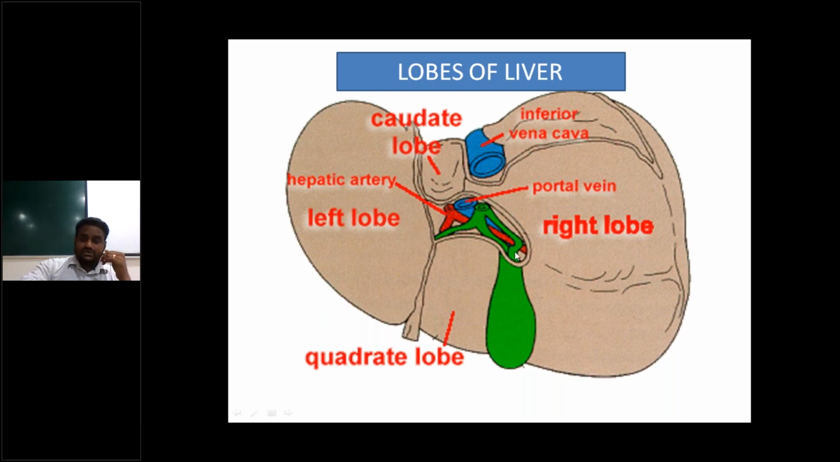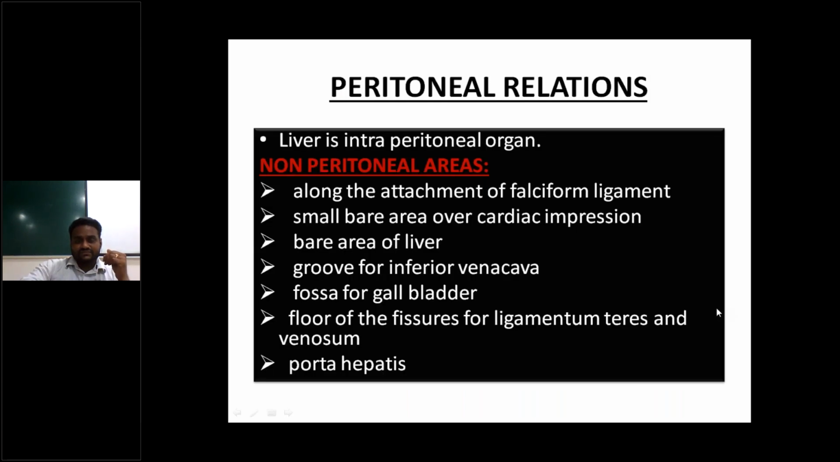So anatomical lobes: right lobe, left lobe. On the right lobe, what are the sublobes? Caudate lobe, quadrate lobe. So these are the lobes of the liver. Now we come to the relations of the liver.